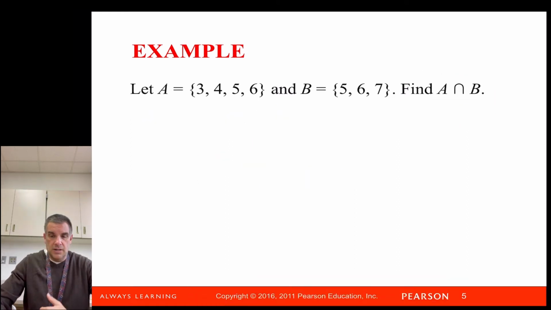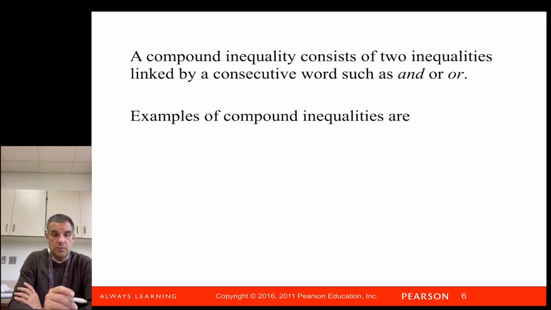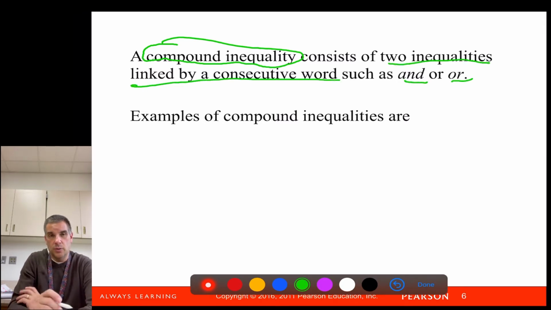Okay, so now let's talk about compound inequalities. Those are two inequalities linked by connecting words such as and or or. And these are what we call compound inequalities. Compound inequalities are two inequalities linked by connecting words like and or or. So and would be an intersection, and or we'll talk about here in just a little bit is what we're going to call a union. But let's probably just talk about the word and for a little bit.